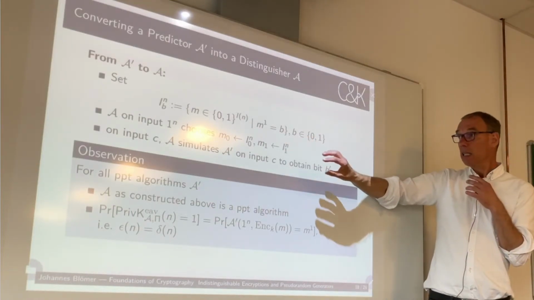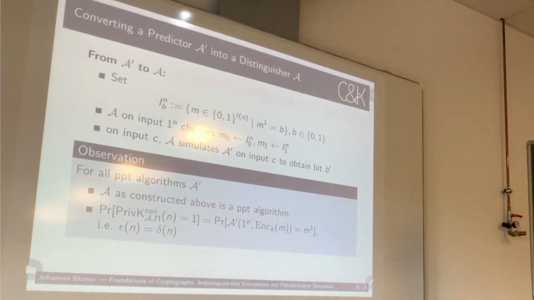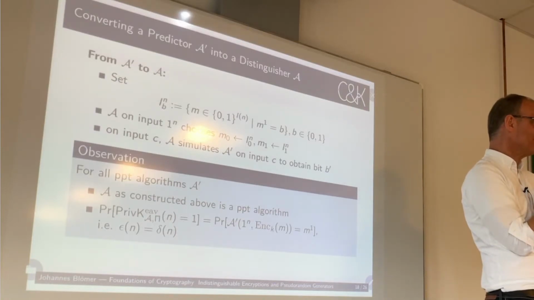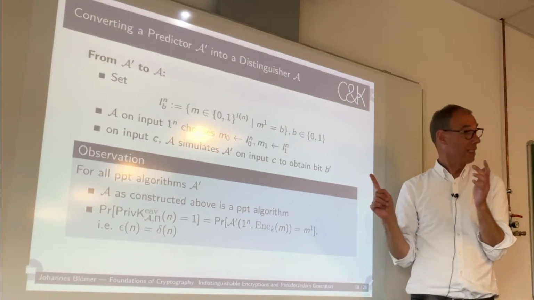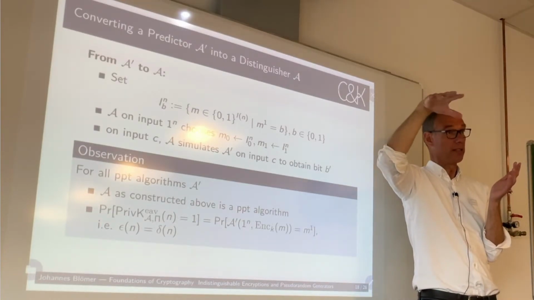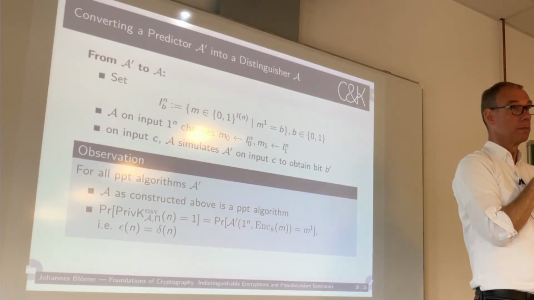This here is polynomial time. This here is also polynomial time because the only thing that we do is we simulate A prime. We run it. By assumption, A prime is a PPT, so running it is polynomial time. And then we just forward its output. It's a bit. So it's polynomial time if A prime is polynomial time, and that's important because we run A prime as a subroutine. If that was not a PPT, then the whole thing is not a PPT. But because it is, the whole thing is a PPT.